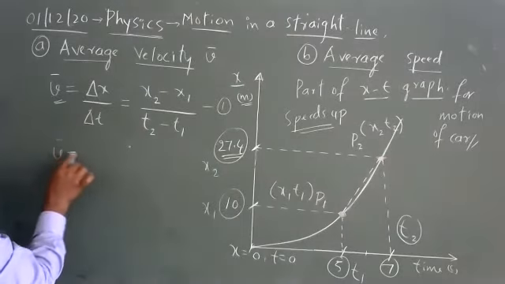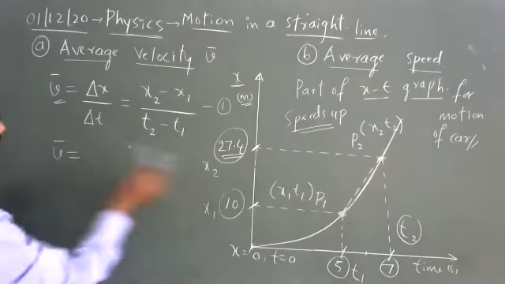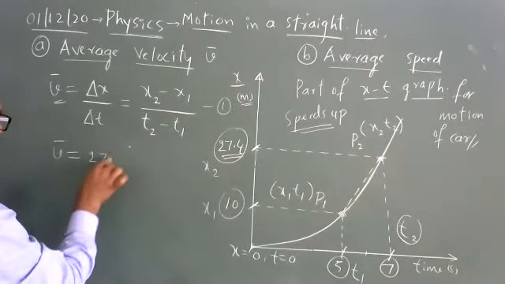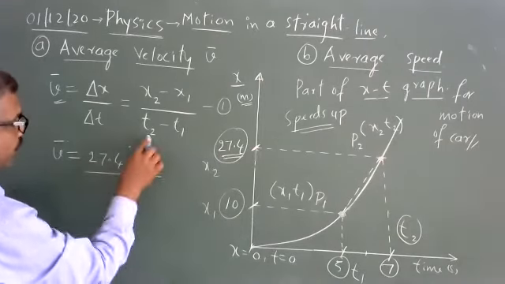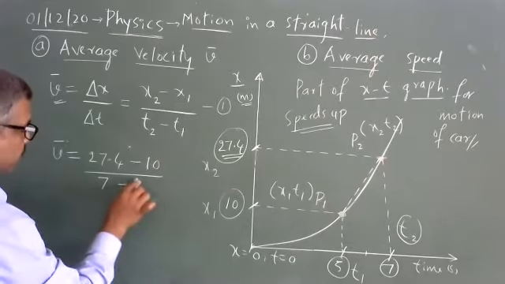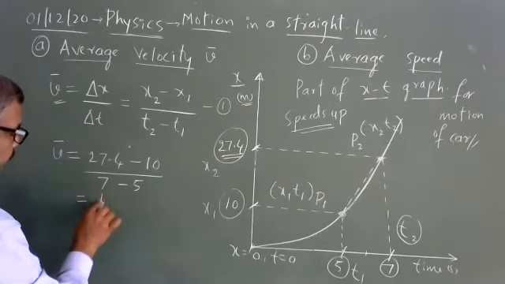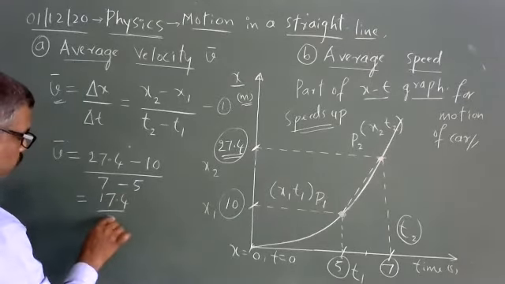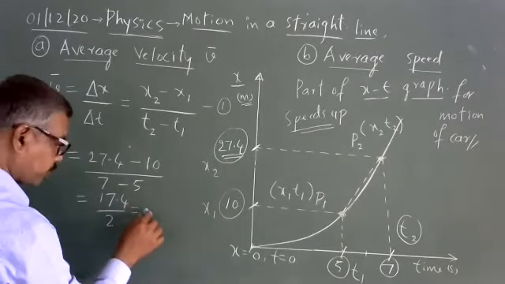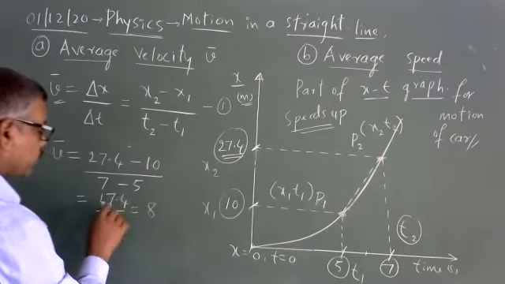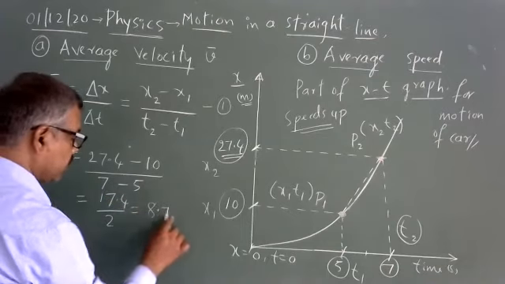V bar is called average velocity, equal to x2. What is the x2 value? From the diagram, it is 27.4 minus 10. In the denominator, time T2 is 7 seconds, 7 minus 5. Once I simplify, the mathematics gives me 17.4 divided by 2. So finally it is 8.7.